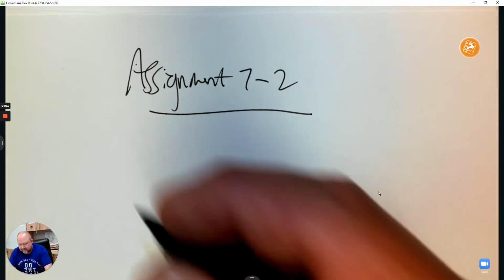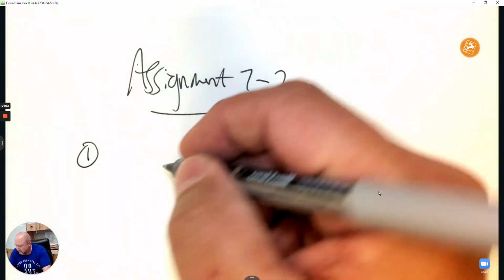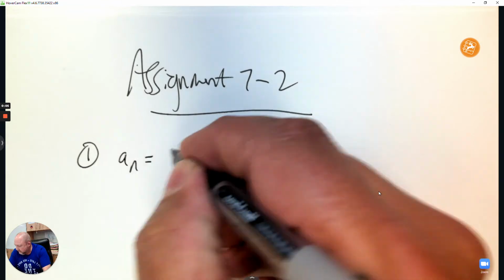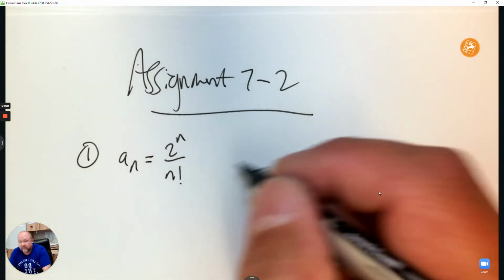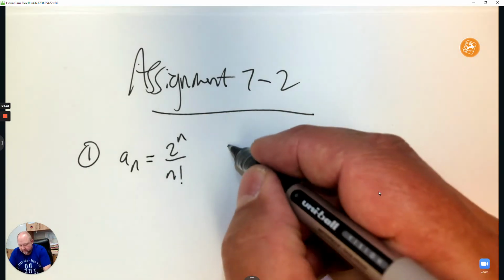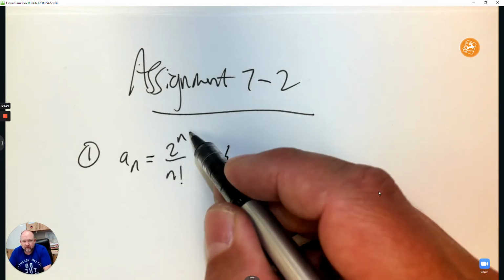Assignment 7-2, let's get to it. Question number 1, you're given a sequence, and all you're asked to do, without a calculator, is write the first 5 terms of this sequence. So plug in 1, and it's 2 over 1.